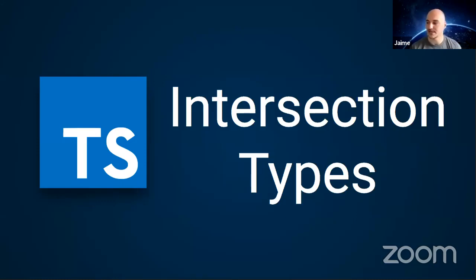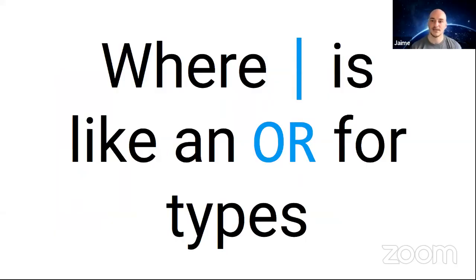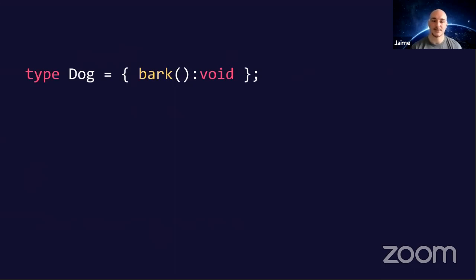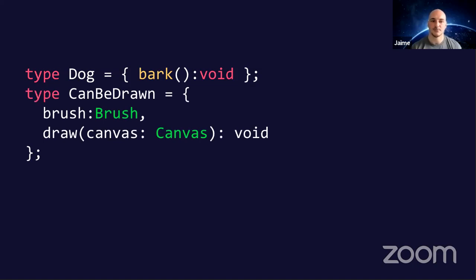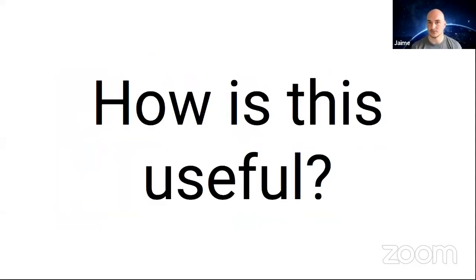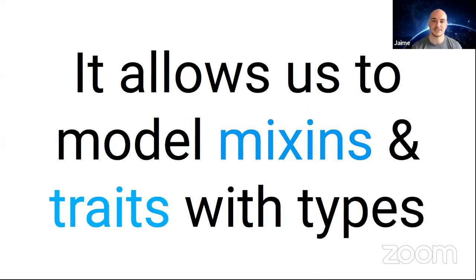Then we have intersection types, where the union types are like an OR for types. The intersections are like an AND. So imagine that we have this type dog, and a dog can bark. It has the method bark. Now we have another type that represents something that can be drawn. You have a brush, and you can draw something into a canvas. And then you can combine them, both of them, with this intersection type or intersection operator, and you create a drawable dog. How is this useful? You may wonder.